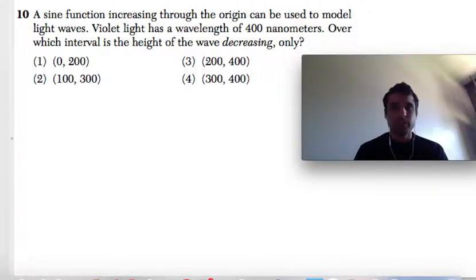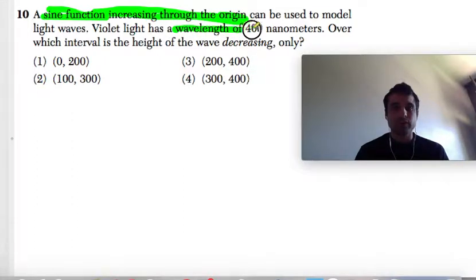Okay, so I'm going to pull out the highlighter again. A sine function that is increasing through the origin can be used to model light waves. Violet light has a wavelength of 400 nanometers, and over which interval is the height of the wave decreasing only?